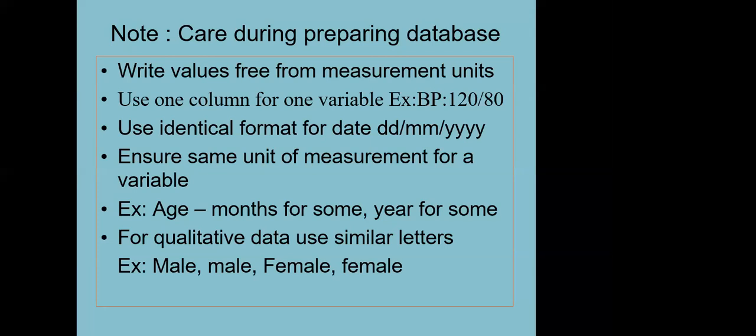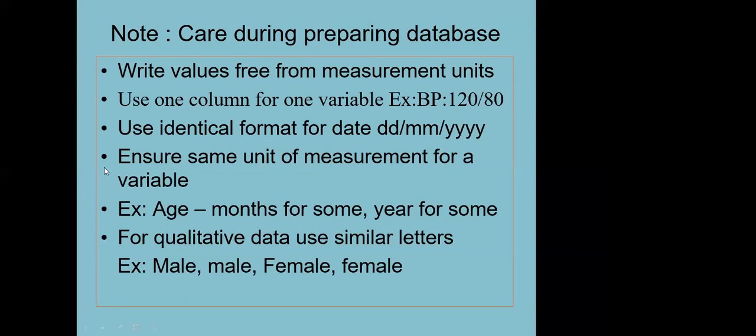It will create a problem. Suppose you are entering the age of the persons, and if some person's age is not available, leave it blank. Don't write NA or dash dash, because what happens? The entire column of measurements, which is continuous, becomes categorical.